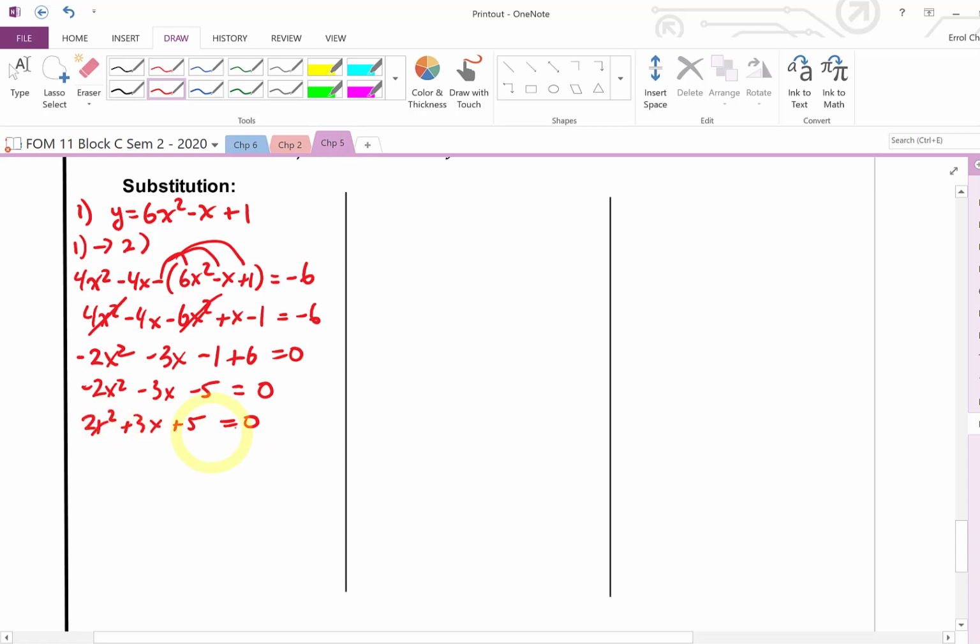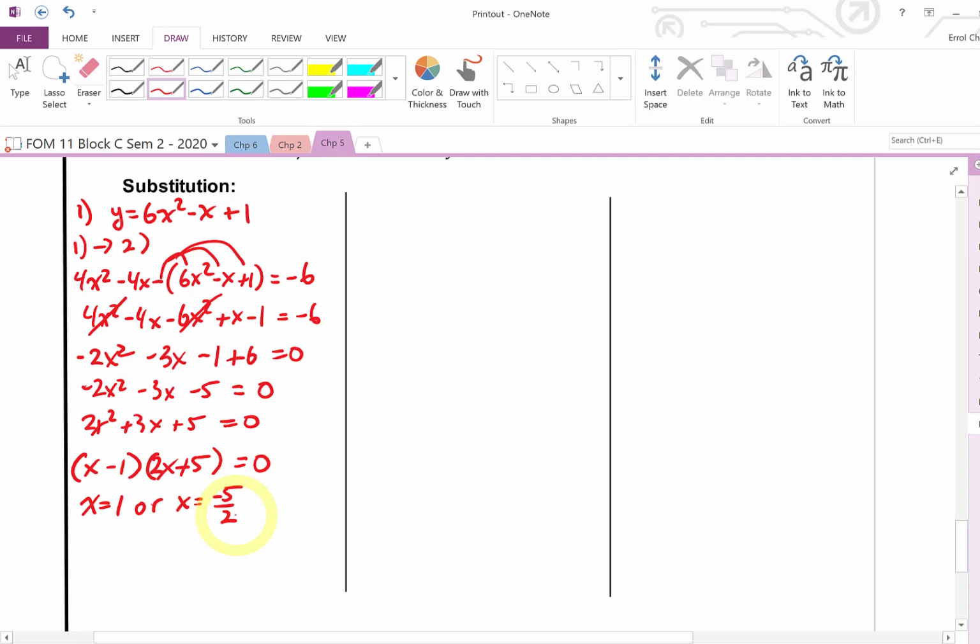And yes, if you remember one of the old lessons on how to factor, I'm not going to spend any time showing you that. I'm just going to go ahead and factor this. This becomes x minus 1 and 2x plus 5 is equal to 0. So what are my possible answers? x equals 1, or x is equal to negative 5 over 2.